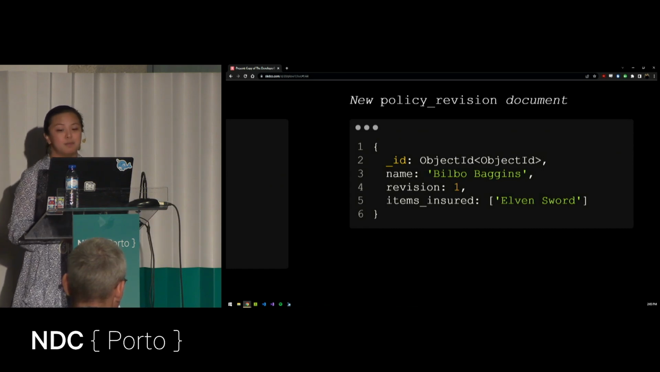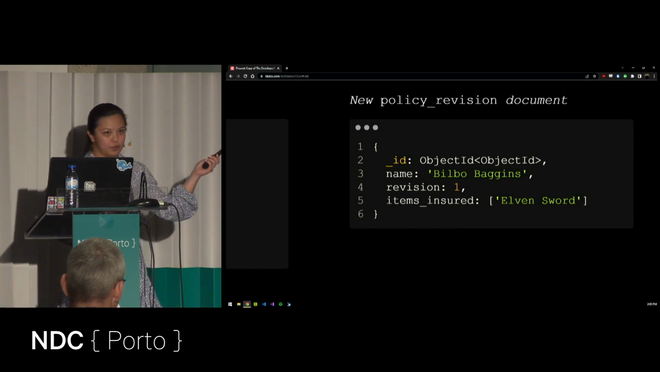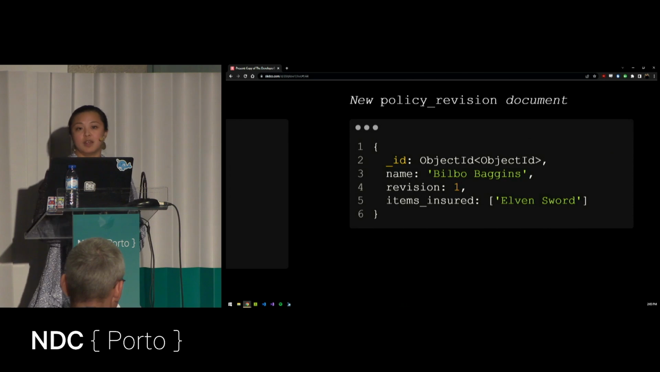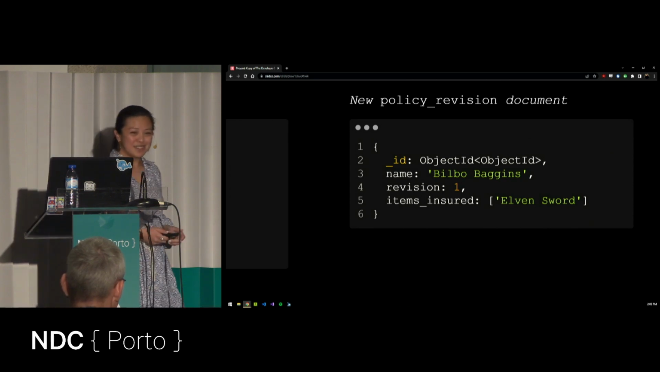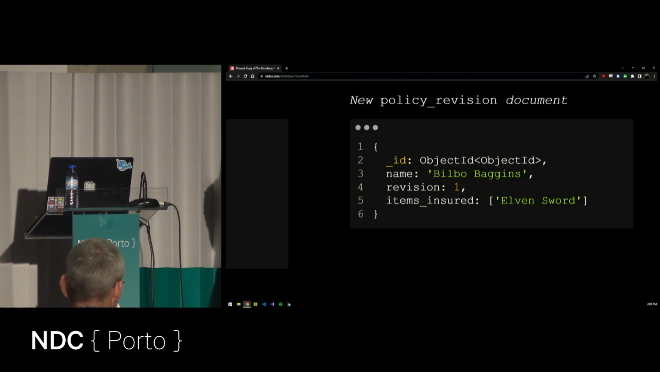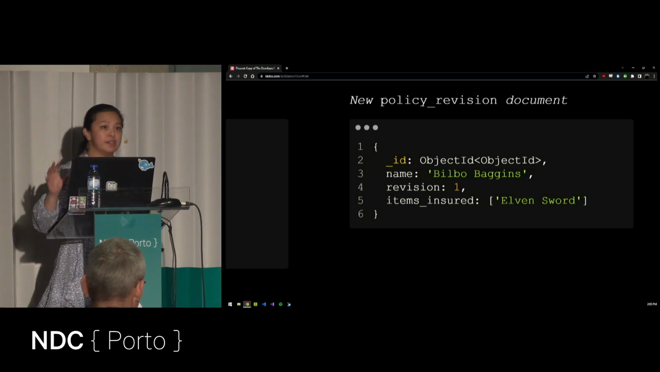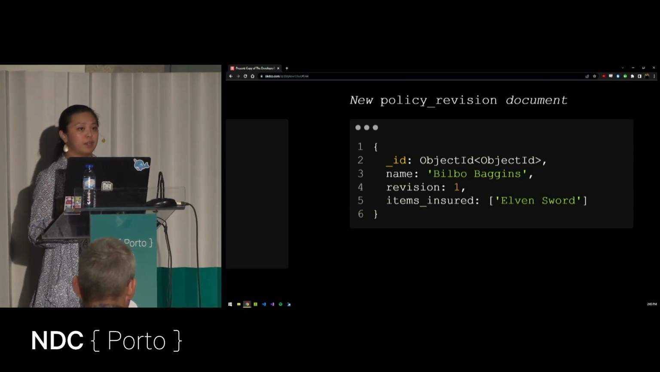There's no performance impact on the queries on the latest revision because you only have to query against your current collection. The cons of this now, though, is that it does double the number of writes. So every time it does change, remember, you have to add another document to the policy revision collection or wherever it is you're storing your history.